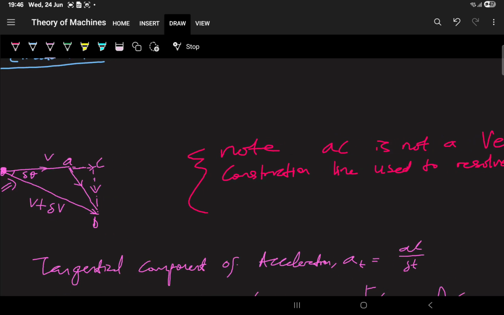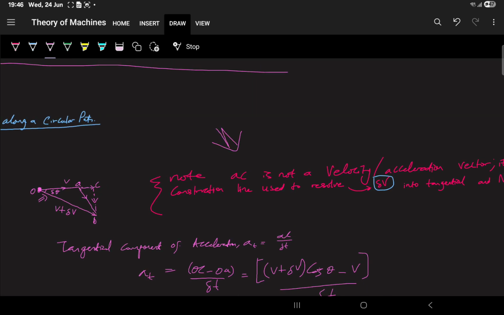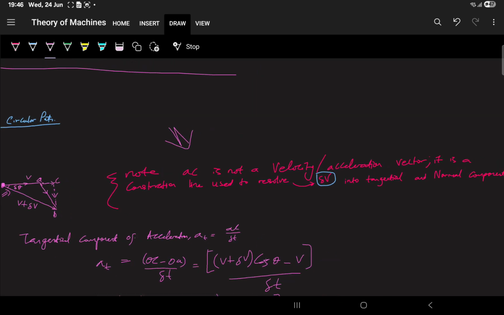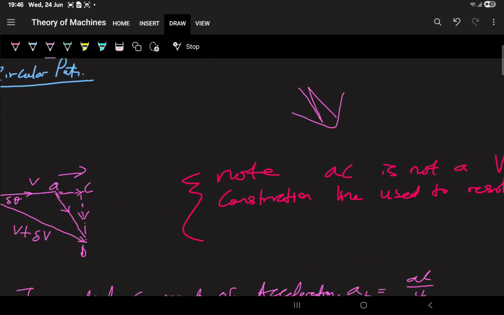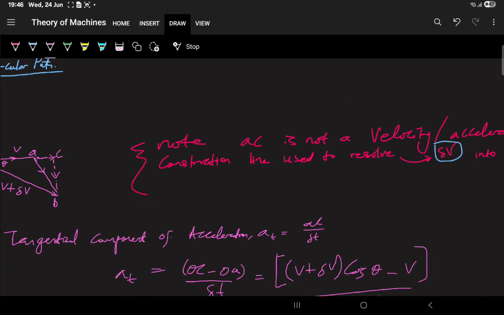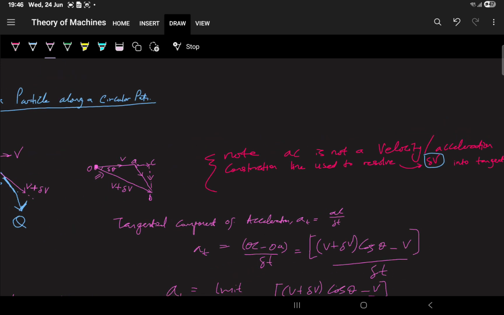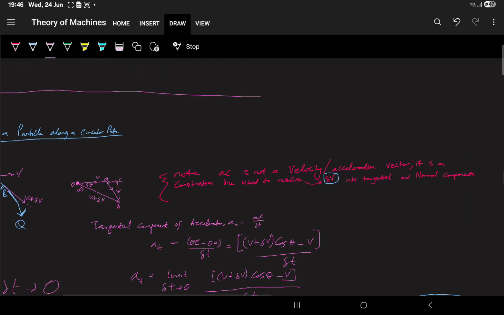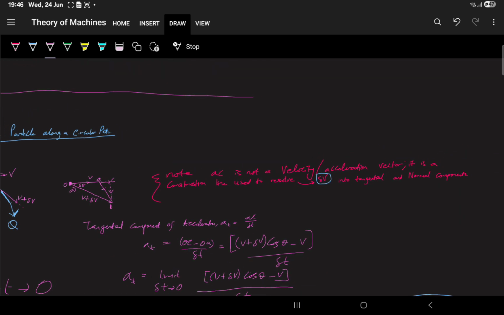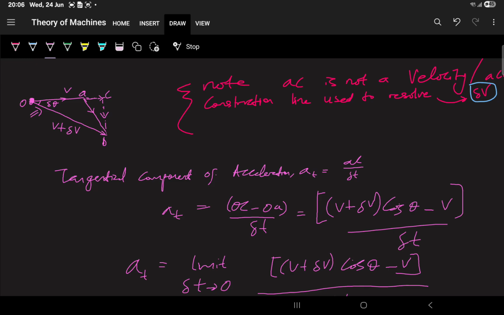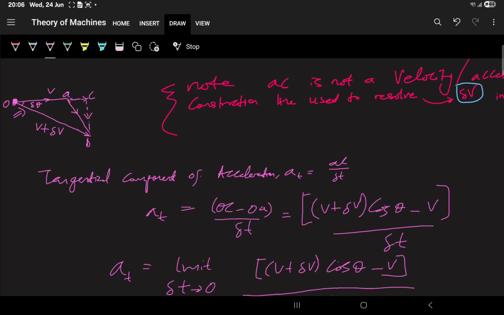Now those broken lines, as noted here, they do not represent the velocity or acceleration vector, that is A to C. What then does it represent? It's just a construction line that is used to resolve change in V into the tangential and normal components. As I said, AC is just a construction line, it's just an extension of the vector V.